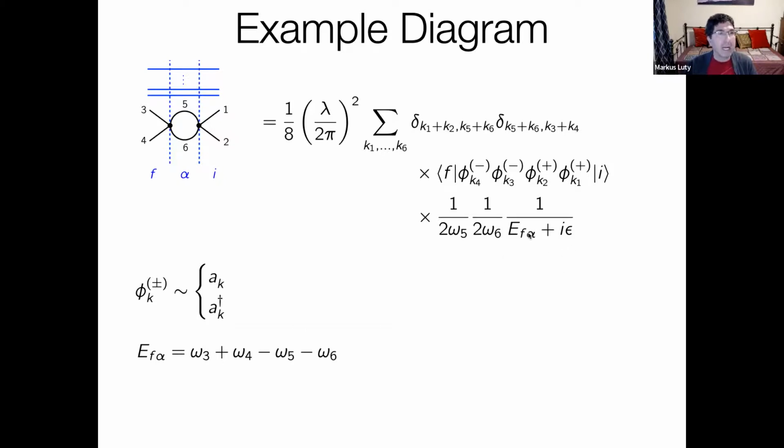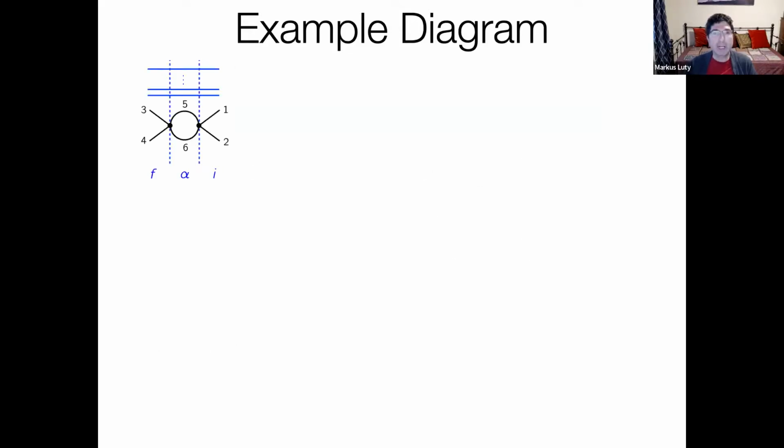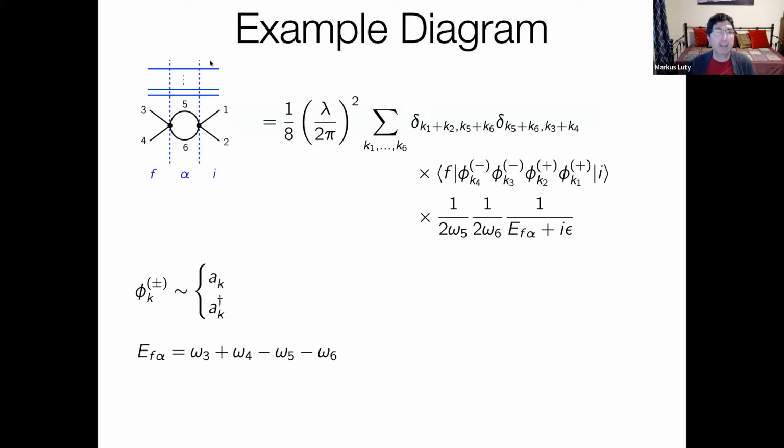Okay, so in this diagram, there is no actual dependence on the, so sorry, oops, I didn't mean to do that because I'm giving away my, okay. So in this diagram, there is actually no dependence on these spectator particles at all.